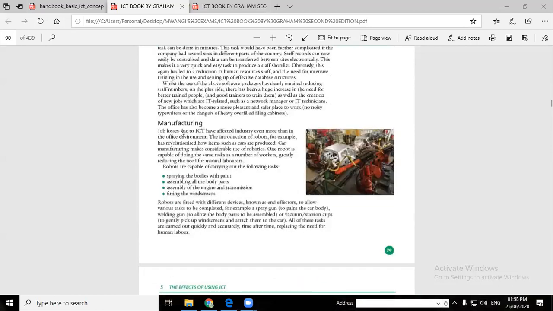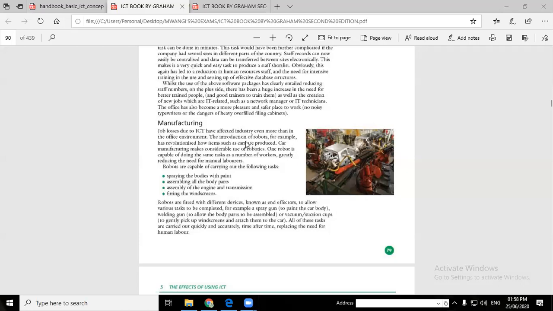Let's now look at the negative effect of ICT to manufacturing. Job losses due to ICT have affected industry even more than the office environment. How do they affect industries? Try to imagine you employ a heavyweight to go and lift some metals in maybe a car industry, or employ maybe 10 people to lift maybe 500 kg of equipment.